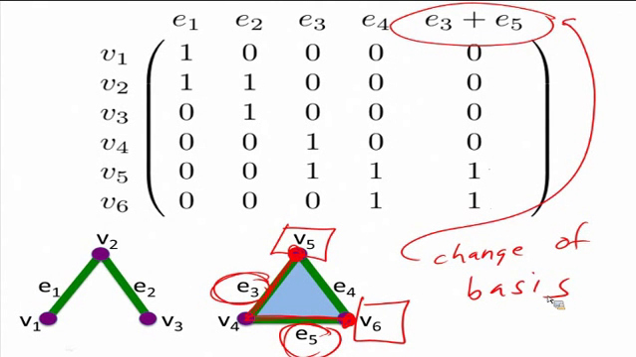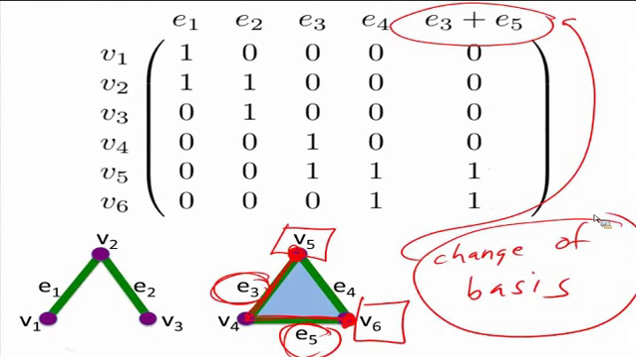So before I had my relators E1 through E5, now I'm going to have my relators corresponding to E1, E2, E3, E4, and the sum E3 plus E5. So I'll have those equations instead. I've done a change of basis.